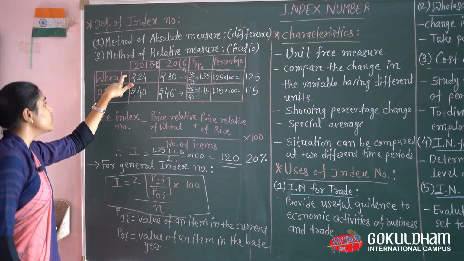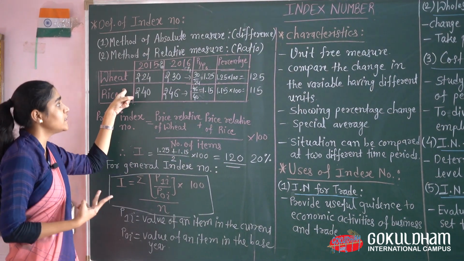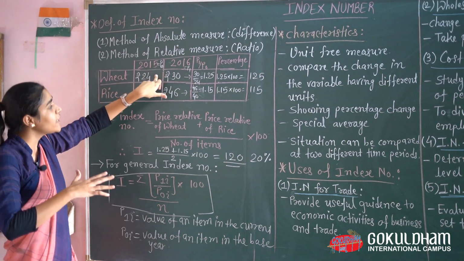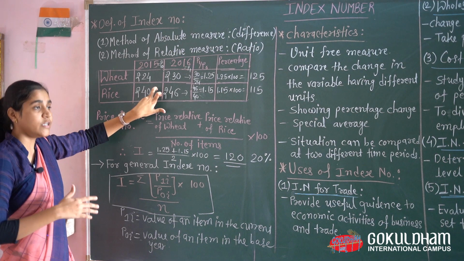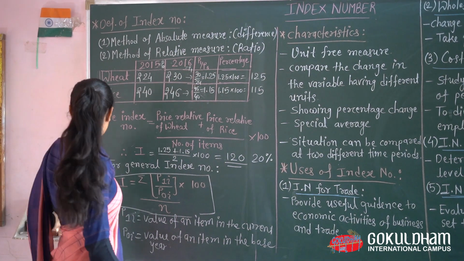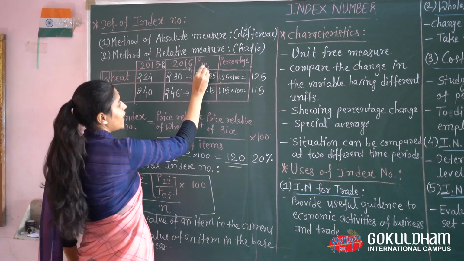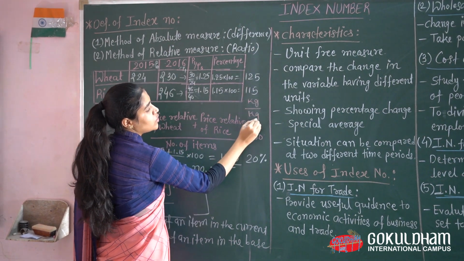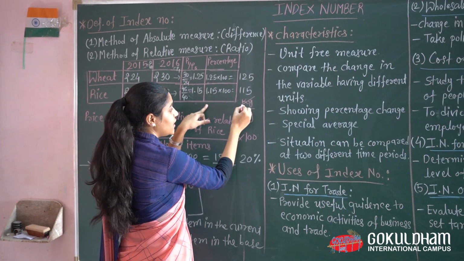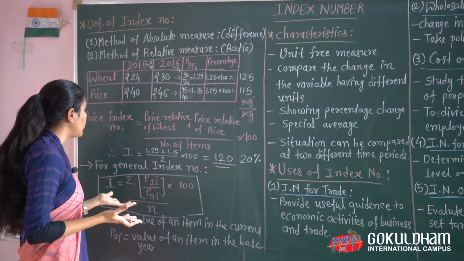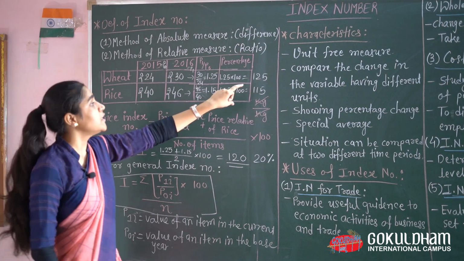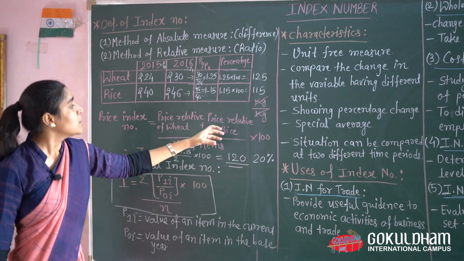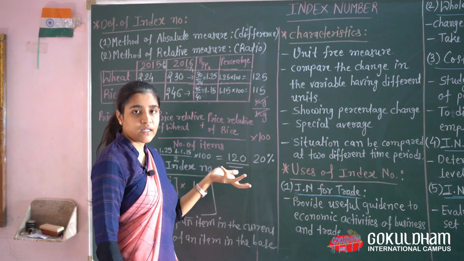Here the two prices of wheat and rice that we took are per kg. That means the price of wheat is given in kg, and the price of rice is also per kg. So if we find the relative measure, that means if we find the ratio, here we are having kg divided by kg because we are taking a ratio. So kg will be cancelled out, and we will not have any unit. That means it is a unit free measure. Index number is a unit free measure because the kg unit we took gets cancelled.